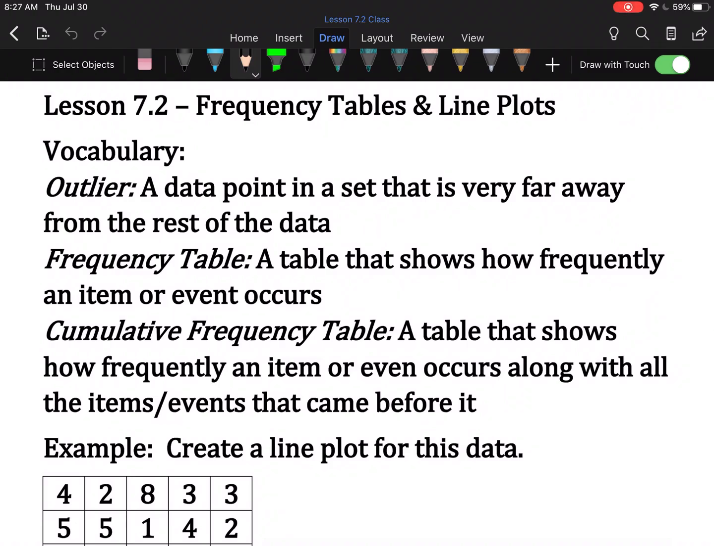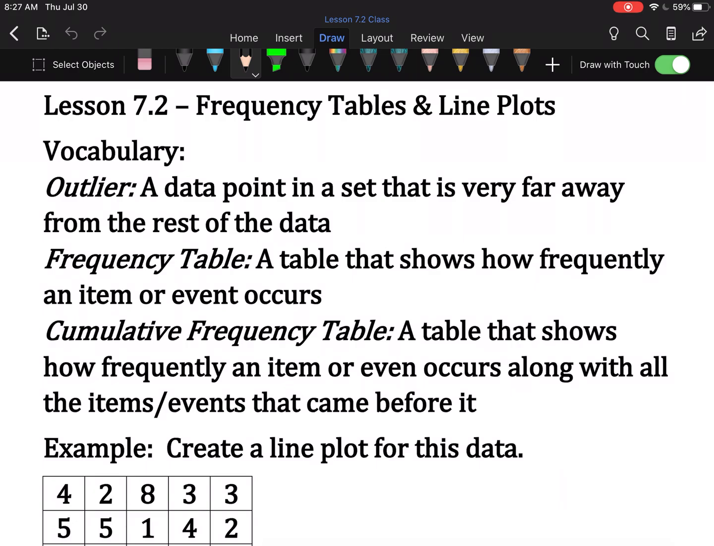Section 2 of Chapter 7 is about frequency tables and line plots. You are probably going to want to watch this through, and then you may want to come back and look at parts of it as you do your assignment.